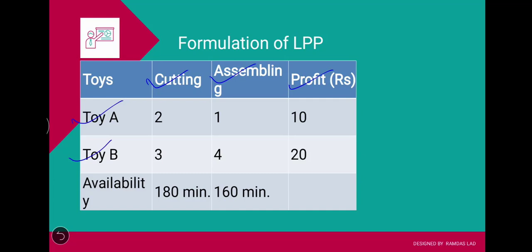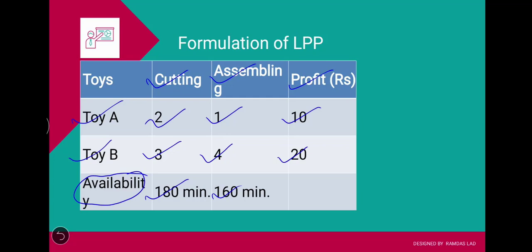So in the example, type A requires 2 minutes for cutting and 1 minute for assembling, and the profit on selling of toy A is rupees 10. Then toy B requires 3 minutes for cutting and 4 minutes for assembling. On selling of toy B, he can get 20 rupees profit. Now the availability is given here. We have 180 minutes for cutting and 160 minutes for assembly.